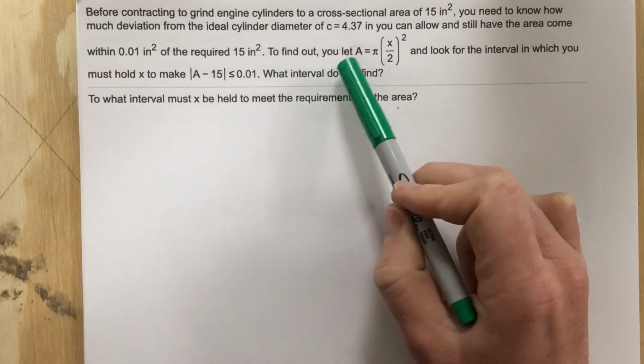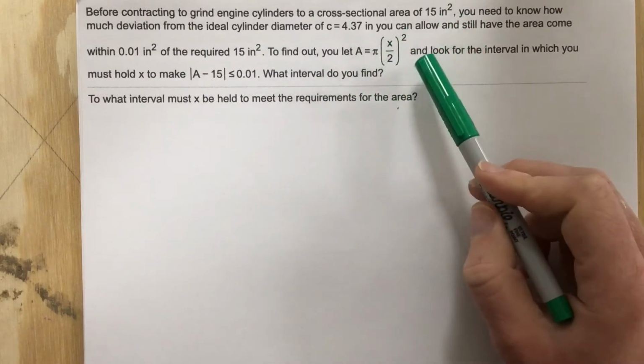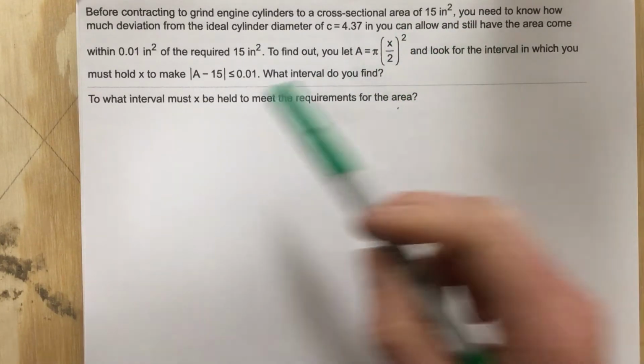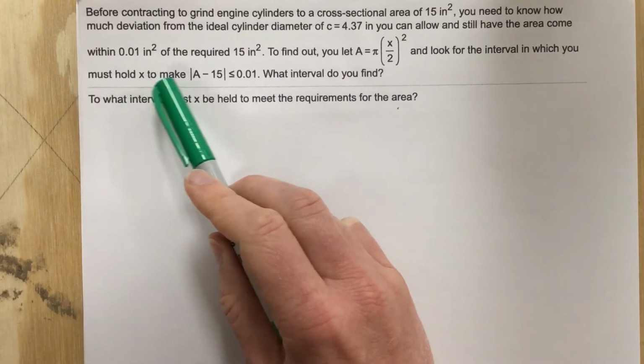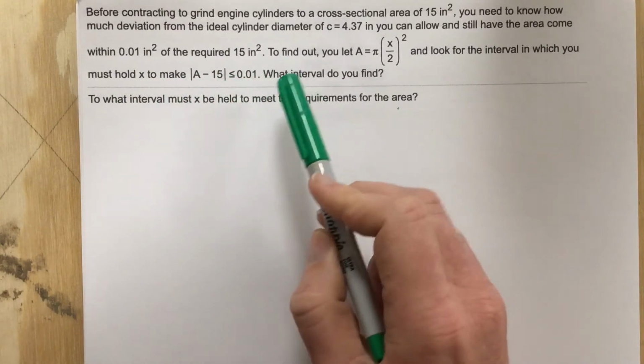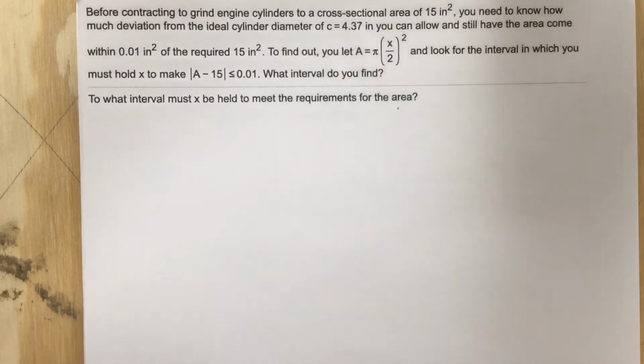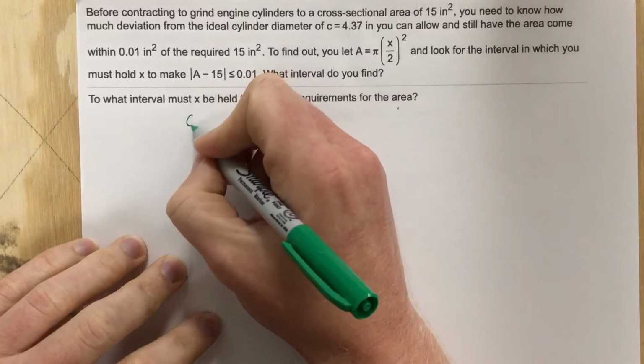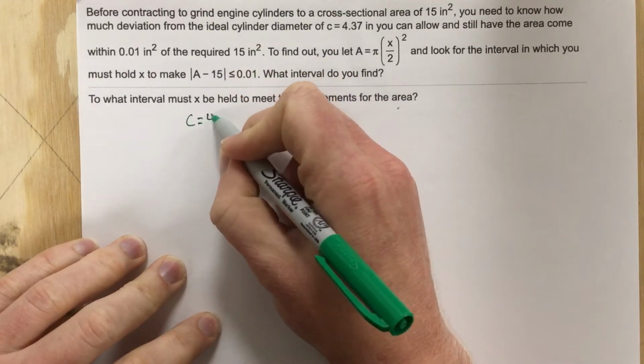To find out, you let A equal this formula and look for the interval in which you must hold x to make the absolute value of A minus 15 less than or equal to 0.01. What interval do you find? All right, real quick, let's break this down. c is 4.37.